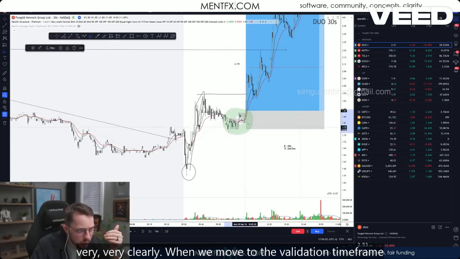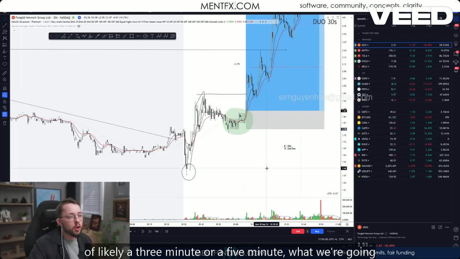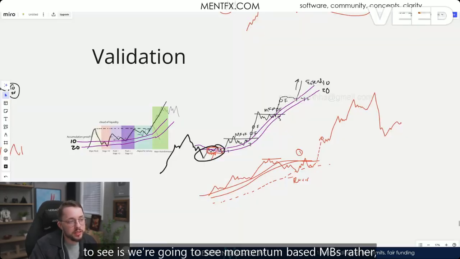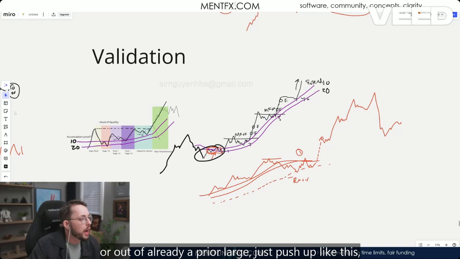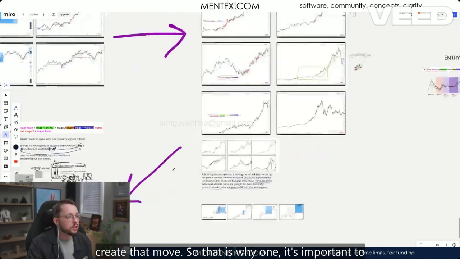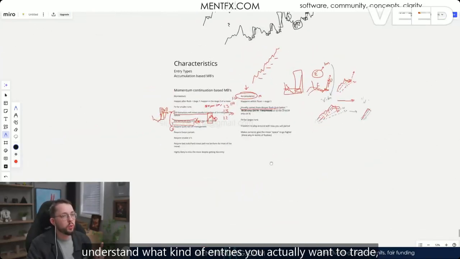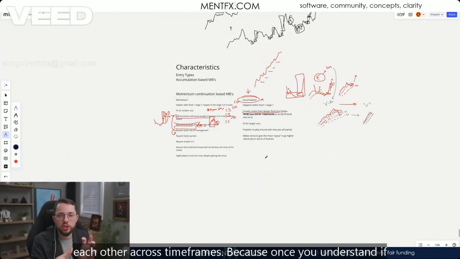When we move to the validation time frame of likely a 3-minute or a 5-minute, what we're going to see is momentum-based MBs, whether they're coming out of a reaccumulation or out of a prior large push up like this, right? What we're going to see is momentum-based MBs that create that move. So that is why, one, it's important to understand what kind of entries you actually want to trade, but two, to understand how these characteristics play with each other across timeframes.